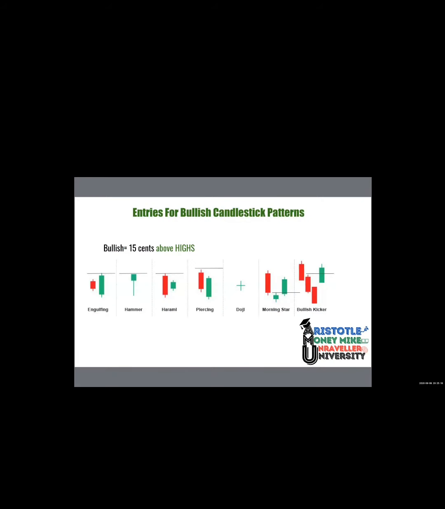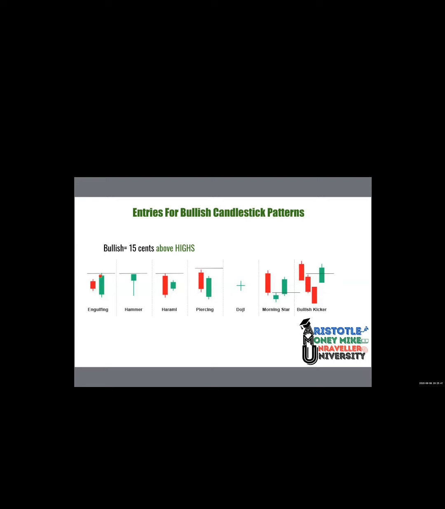So anyways, let's go over entry points. Like I said, you will enter 15 cents above the high. Bill Gates does own Microsoft, right? If I'm not tripping. Yeah, he does. Anyways, the black lines are your entry points, and it represents 15 cents above the highs.